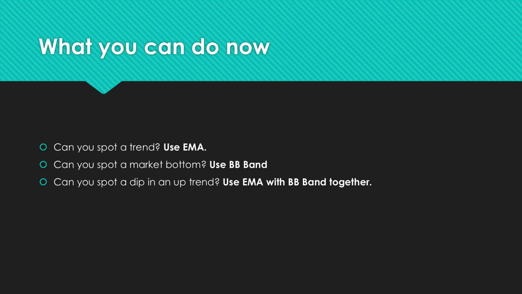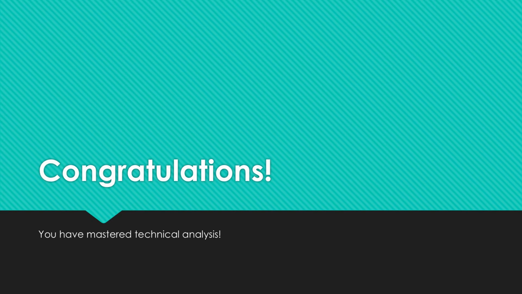So what can you do now? You can spot a trend: use EMA. Can you spot a market bottom? Use Bollinger Band. Can you spot a dip in an uptrend? Yes, use EMA and Bollinger Band together. Congratulations! You have mastered technical analysis. That's all technical analysis is about.